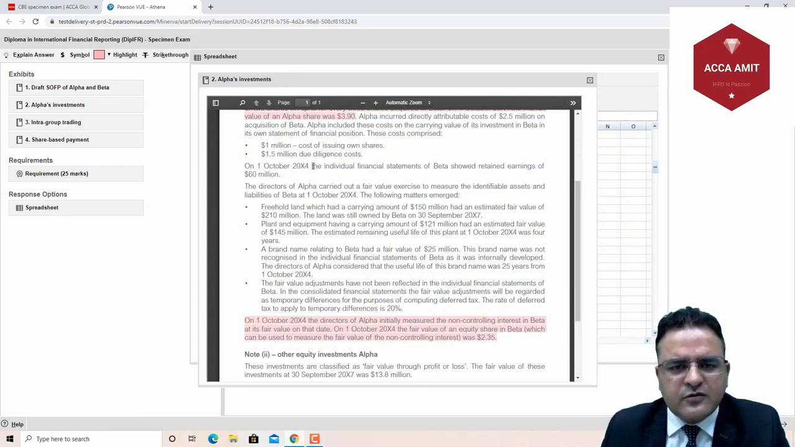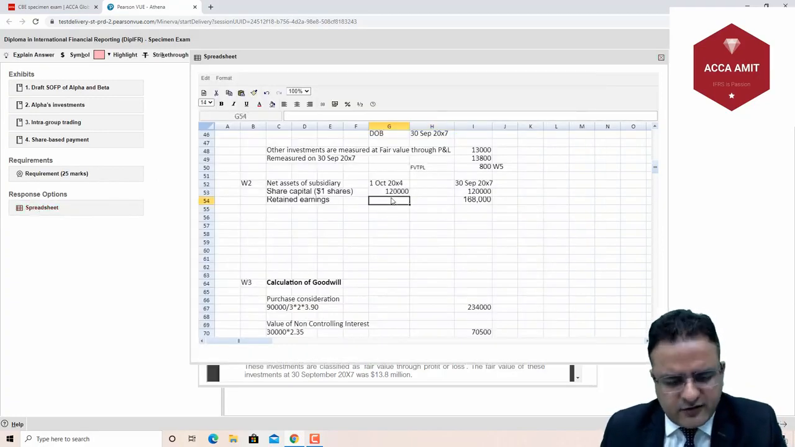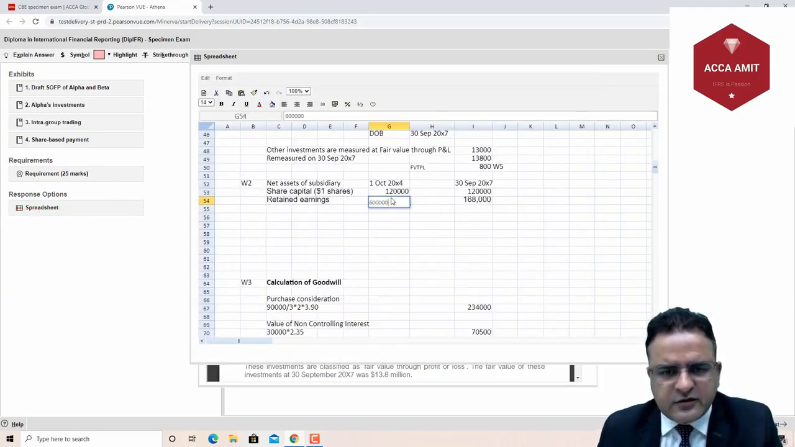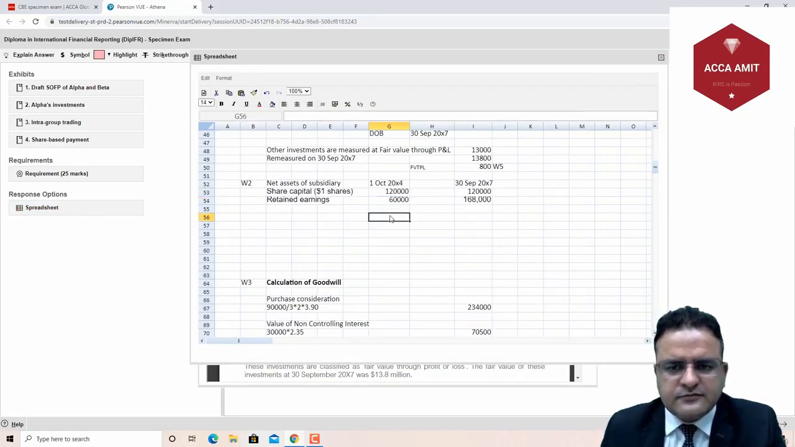Let's begin from 1st October 2004. The individual financial statements of beta showed retained earnings of 60 million. 60 million means the retained earnings position on the date of acquisition was 60,000. Then we read further.